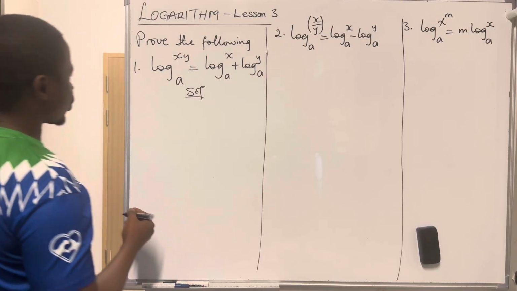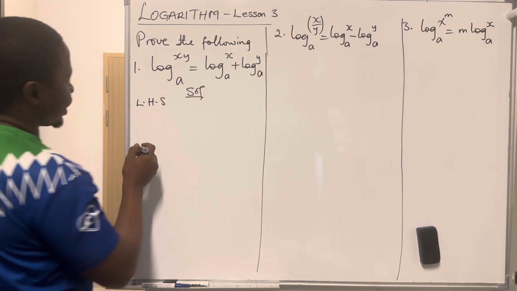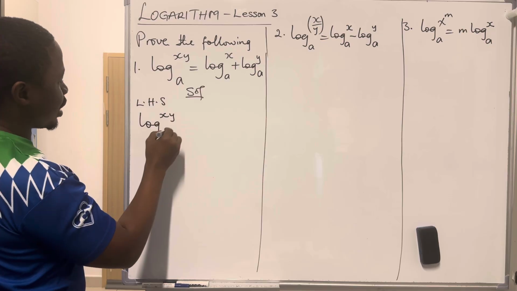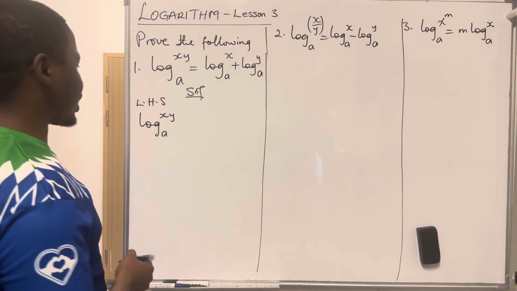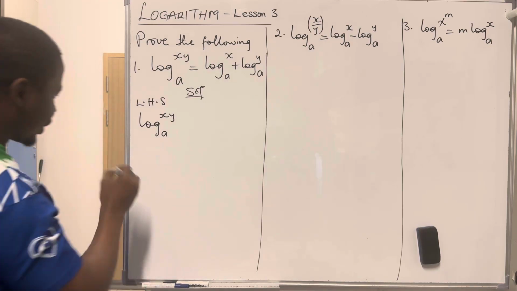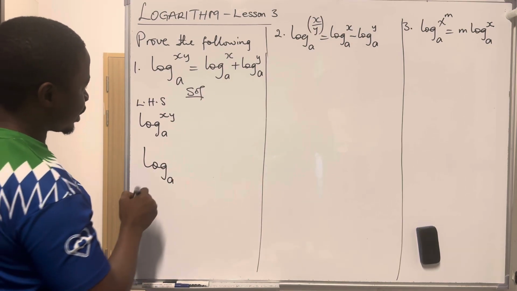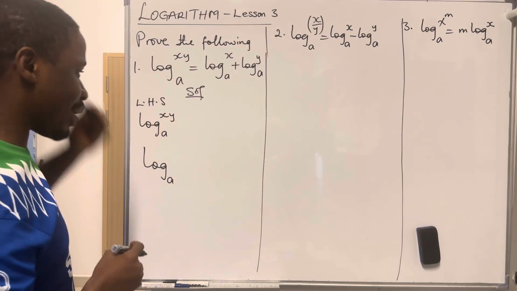So what do we do? Let us consider the left hand side. On the left hand side, what do we have? We have log of xy base a. So what we do is we say, actually the base is a. But let's go to the log number, the logarithmic number.